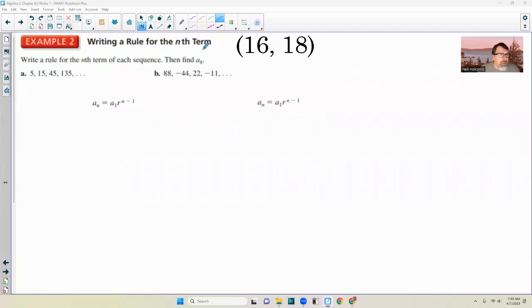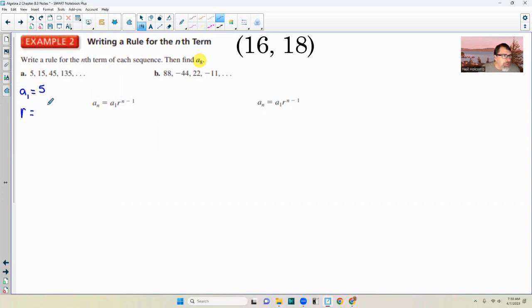Okay, so here's the example, writing a rule for the nth term. It says to write a rule for the nth term of each sequence, then find a sub 8. So we want to find the 8th term after we find a rule. Just looking at this, I know a sub 1, my first term, is 5.